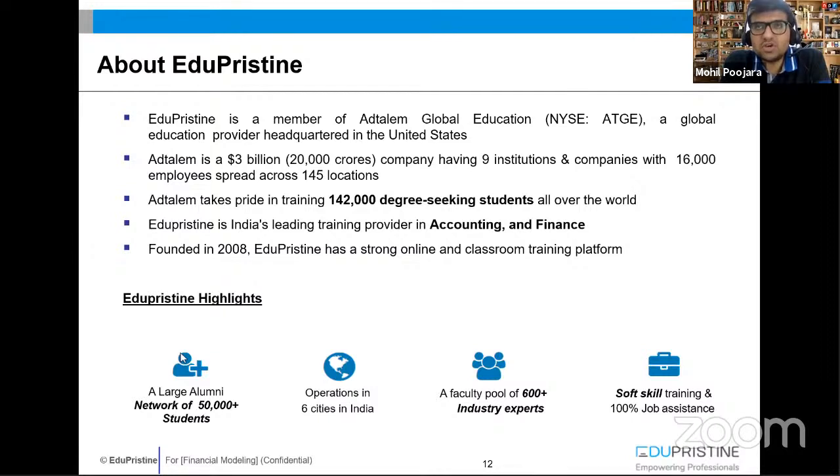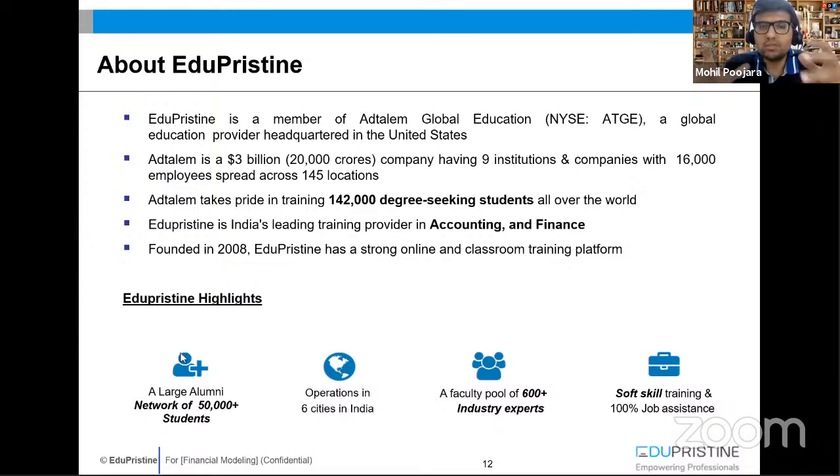In their company, they saw that there's this huge gap between people who they recruit, who are coming from colleges and other companies, and the kind of people they need for the job. So there's this huge gap between what the industry needs as a skill set versus what the education system in India is giving. They formed EduPristine to bridge this gap.